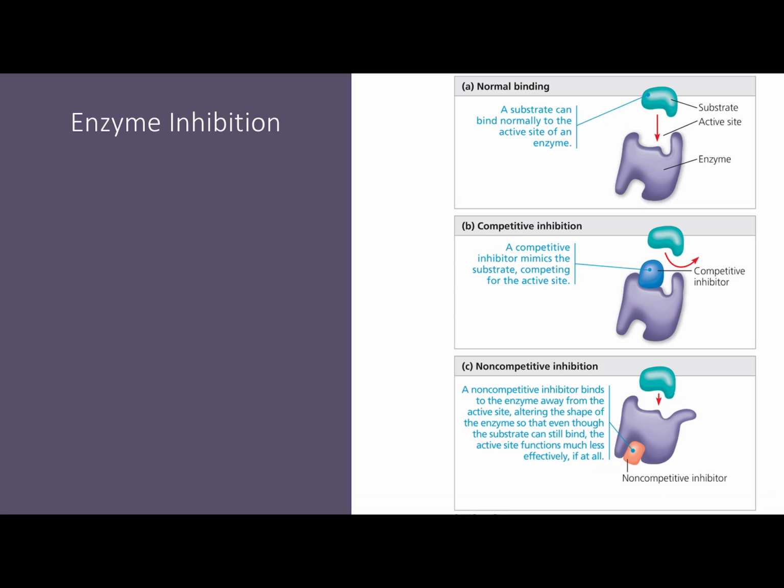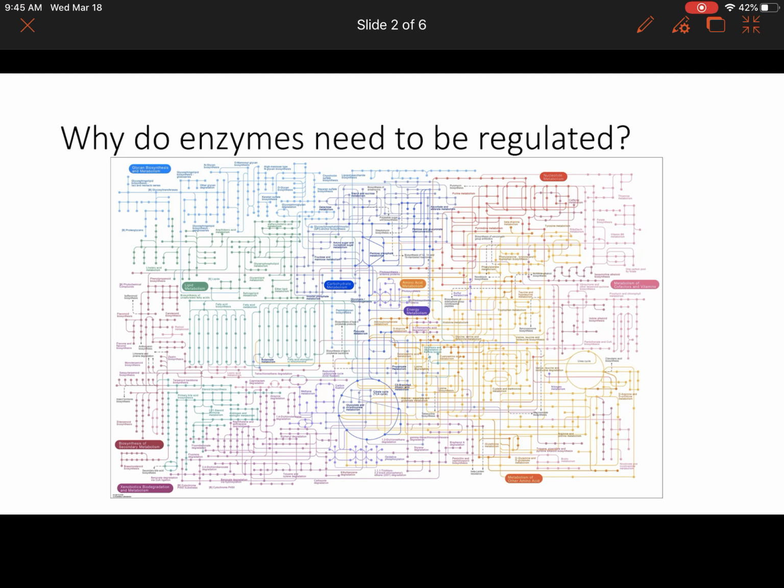And the answer is no, because some of those reactions are anabolic reactions. They're building things like DNA and proteins and RNA. Some of those reactions are catabolic, where they're breaking things down. Well, you don't want the cell to break down something you just built if that's not necessary. That would be a waste. So enzymes have to be regulated. So how does that work?